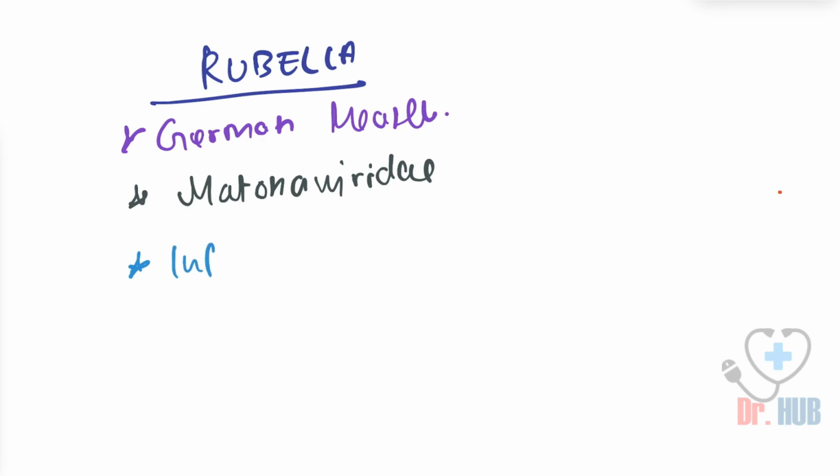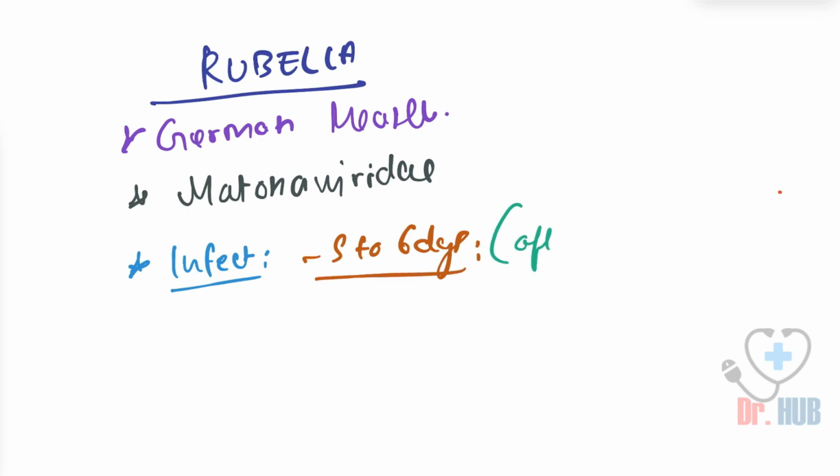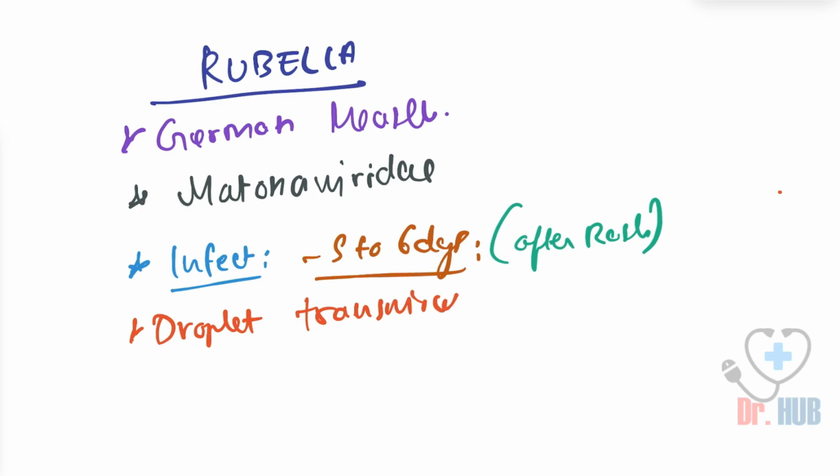What is the period of infectivity? The period of infectivity is -5 to 6 days after the onset of the rash. Then in case of rubella, there is also droplet transmission. Then what about the incubation period of the rubella? Incubation period is about 2 to 3 weeks.